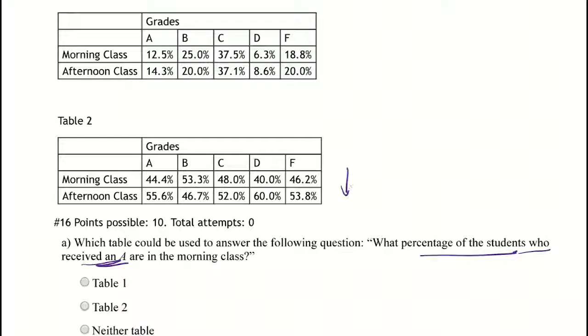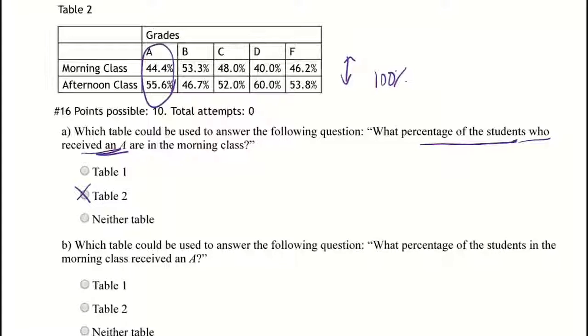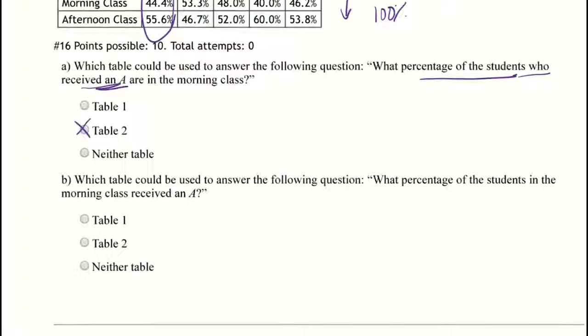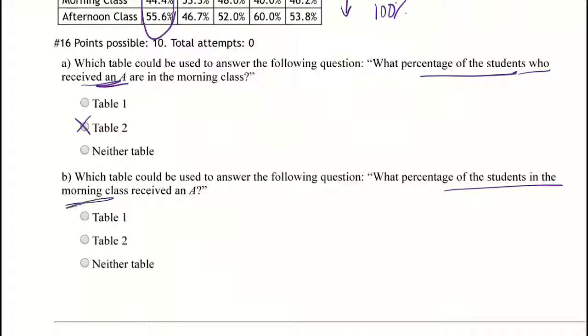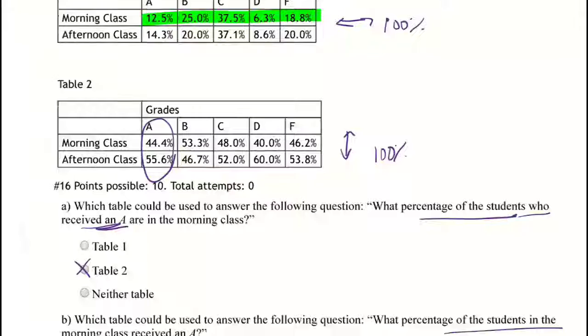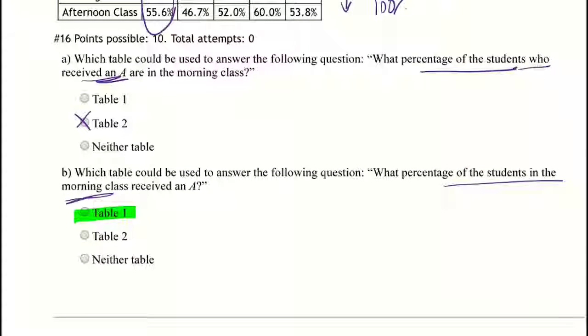So percent of students who receive an A. So here we have table 1 is where 100% is horizontal. Table 2 is where 100% is vertical. So since the A is vertical, question 16 is referring to table 2. Part B, it says percentage of students in the morning class. Morning class horizontal adds up to 100, so then it'd be table 1.